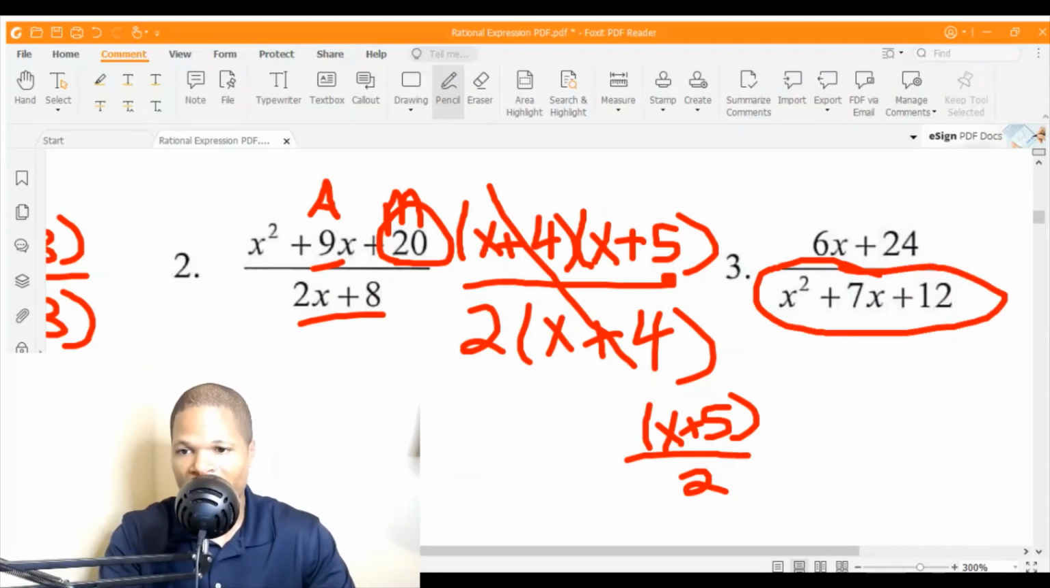So if you're factoring that one, you're looking for what multiplies to the 12, 2 numbers that add to 7. I think that would be 4 and 3. So your factors, of course, would be x plus 4 and x plus 3. Then you want to factor the top one by the GCF method. So anyway, that is a quick little rundown on reducing rational expressions.